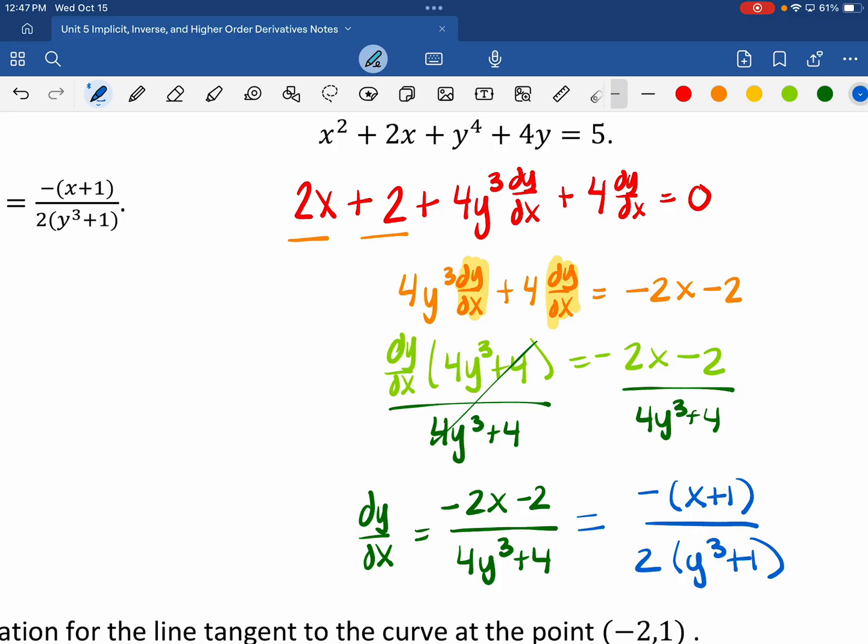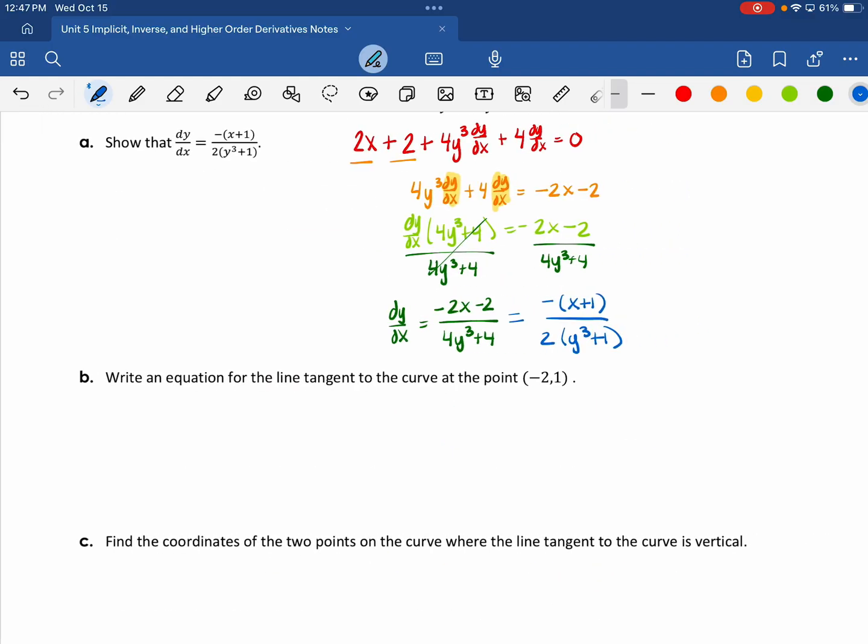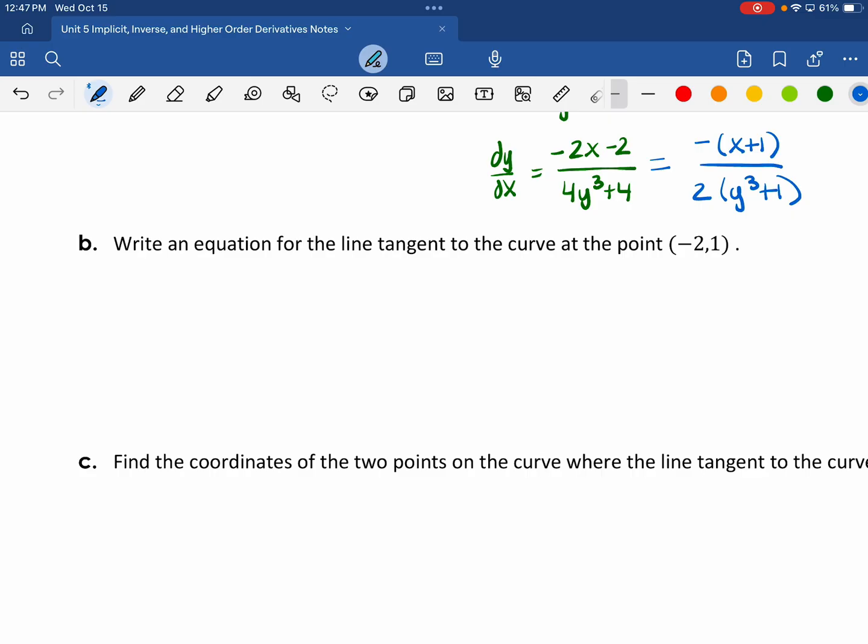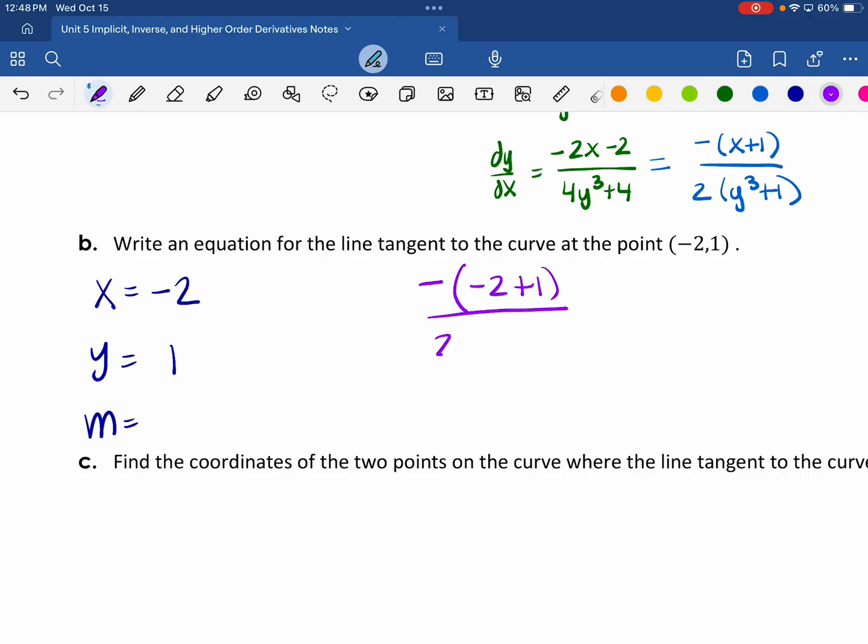Okay, so that's part A. And like I said, that's probably 2 points there, just doing implicit differentiation and then solving and getting it by itself. All right, on this next one, it says write an equation for the line tangent to the curve at the point negative 2, 1. So what 3 things do you need for a tangent line? x, y, and slope. Which ones do we know? Negative 2 is x and 1 is y. And how do I find the slope? The derivative. So negative, what am I plugging in for x? Negative 2, plus 1, over 2 times what am I plugging in for y? 1. 1 cubed plus 1. All right, that is going to simplify down to 1/4.